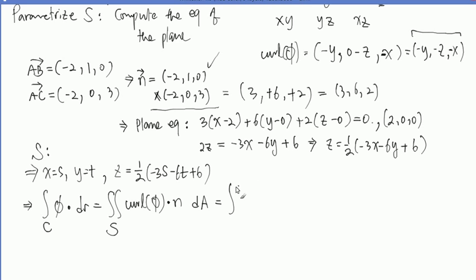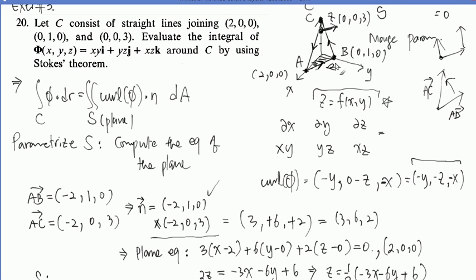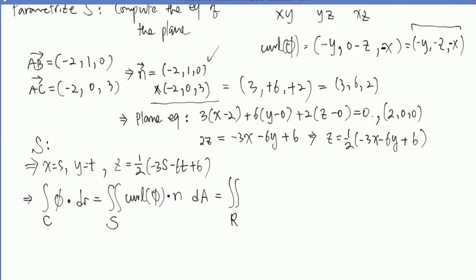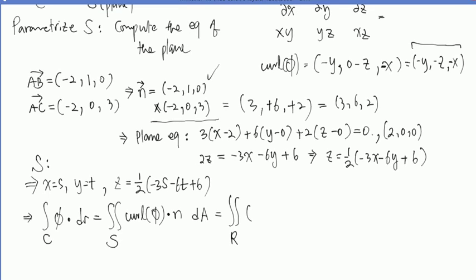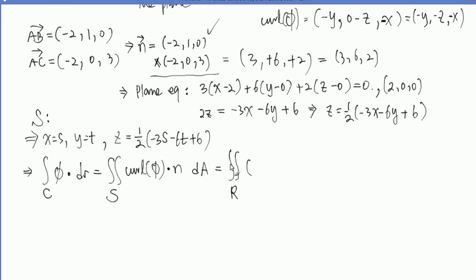Then we enter the parameterization, right? So what do we write down there? R, that's what I denoted. And understand this R is not a square or rectangle. It is a triangular region. Then what is our curl? Negative y, negative z, and negative x.